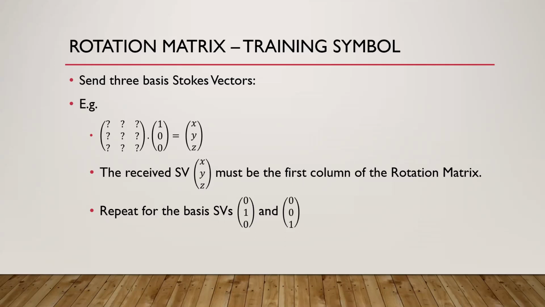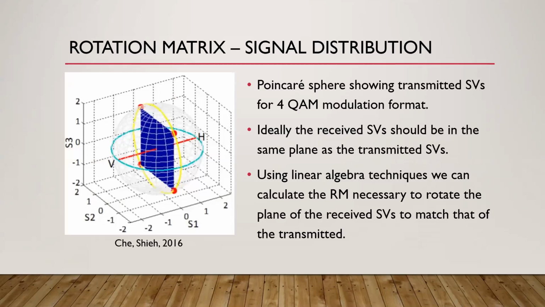Then once we have that, we can calculate the inverse rotation matrix, and away we go. The second one, signal distribution, is quite interesting actually. I don't know if everybody's familiar with the Poincare sphere. I hadn't come across it before, but I've just been learning about it recently.